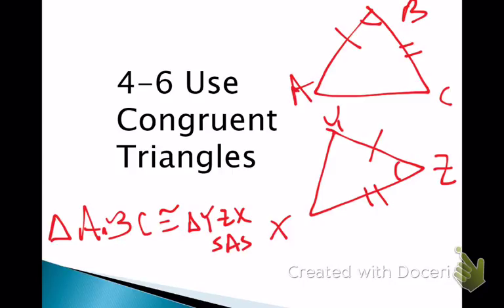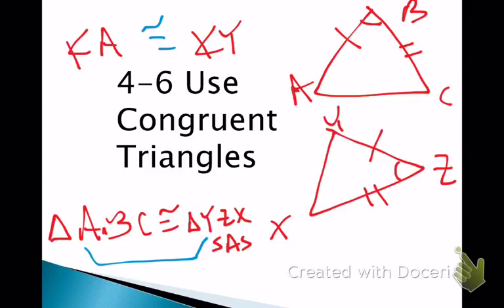Okay? Well, then let me ask you this. What would you know about angle A and angle Y? Automatically, what would you know? Well, since we have our congruence statement here, then hopefully you're looking at this and saying, well, angle A and angle Y would be congruent as well because they match. In our congruent statement, they match. In other words, they're corresponding parts.